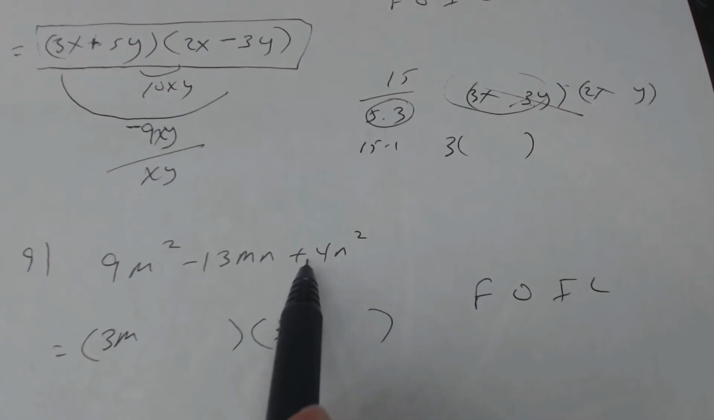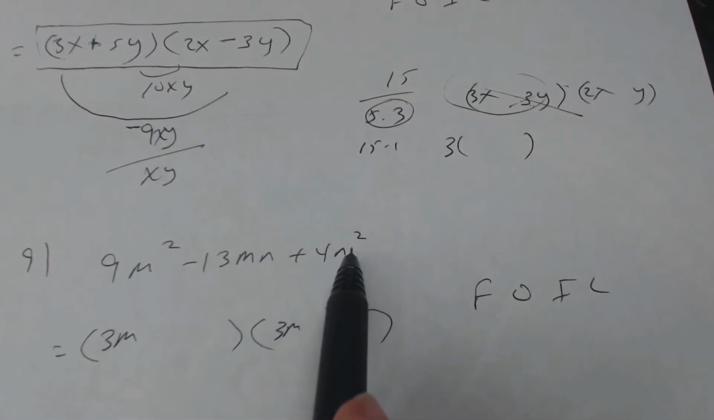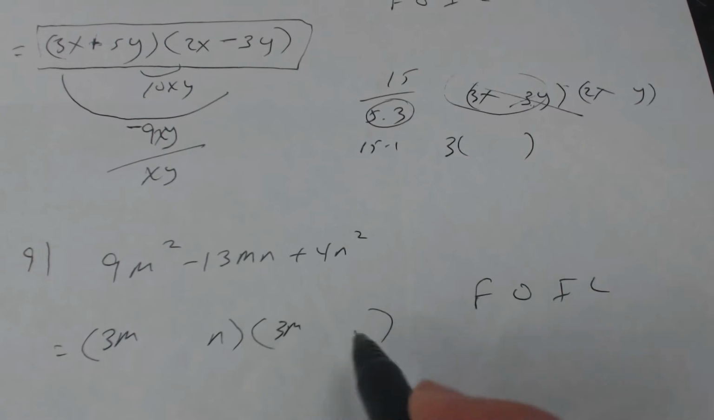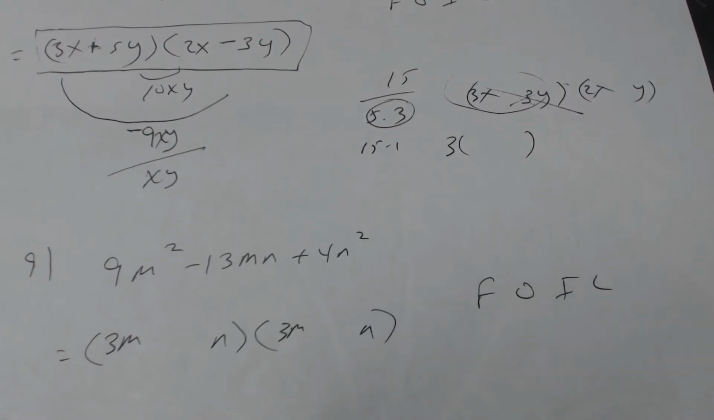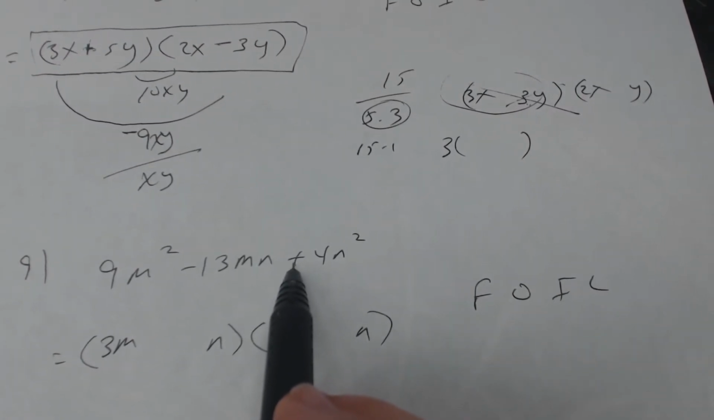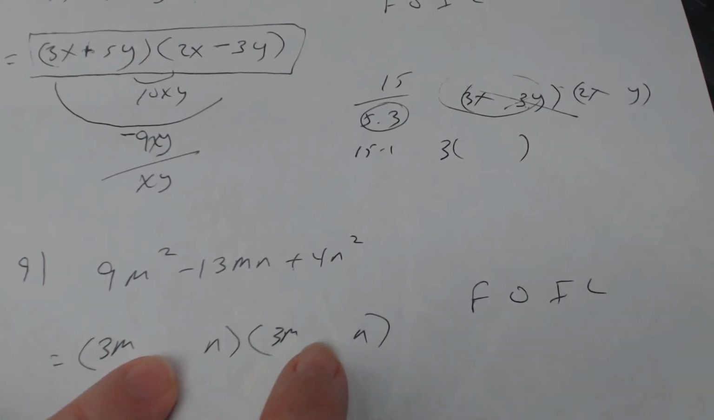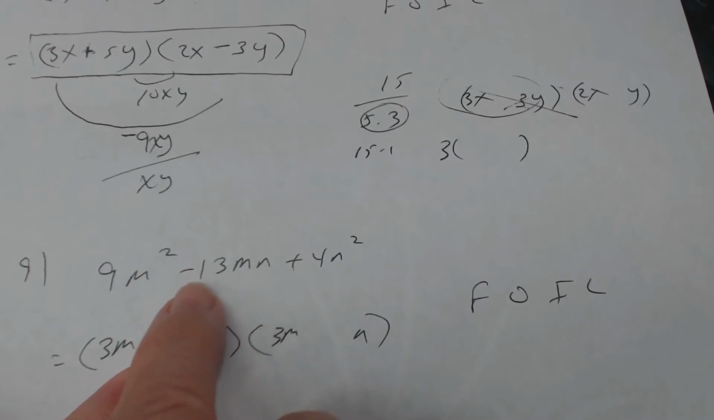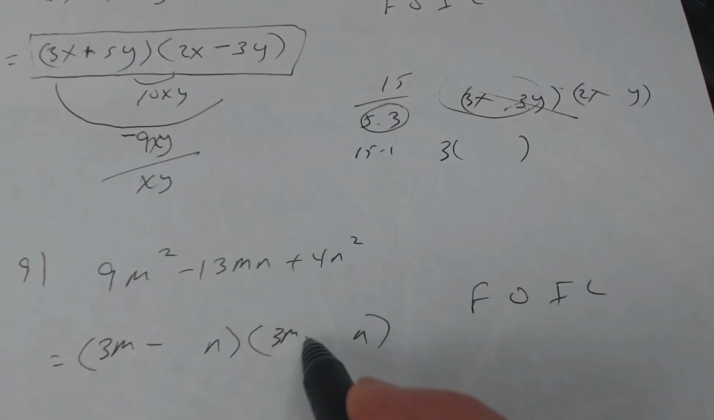All right, now you see how the last term has an n squared, so that means I'm going to need an n and an n, because n times n is going to be that n squared. You see how that last sign's positive? So that's going to be the easy kind, because if the last sign's positive, then that means that the signs in here are the same. Either they're both positive or they're both negative. Well, if I want the middle term to be negative, then that means they're both negative.